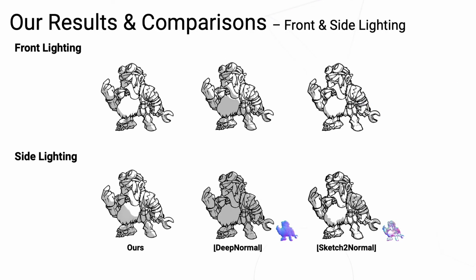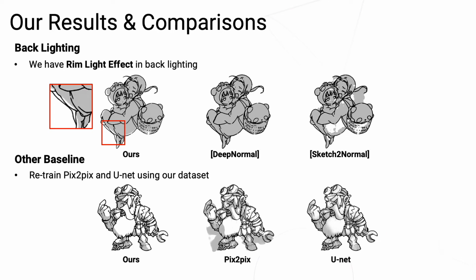When the depth of the lighting source changes, our results have accurate and apparent shadowing changes. However, Deep Normal has inaccurate depth appearance in front lighting and side lighting, and Sketch2Normal suffers from complex line drawings. In the backlighting condition, our results have rim light around the object boundary, while Deep Normal and Sketch2Normal do not. We also compare with the baselines Pix2Pix and UNet trained on our dataset. We can see that the Pix2Pix architecture fails to reason about the shadow, and UNet fails to generate binary shadows.